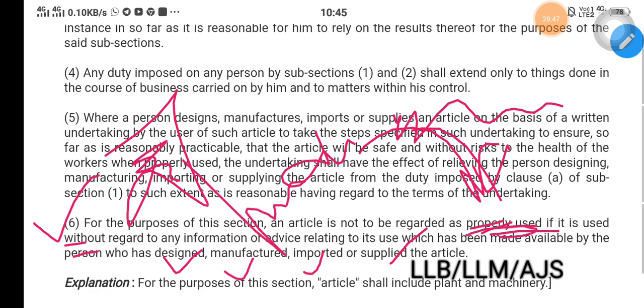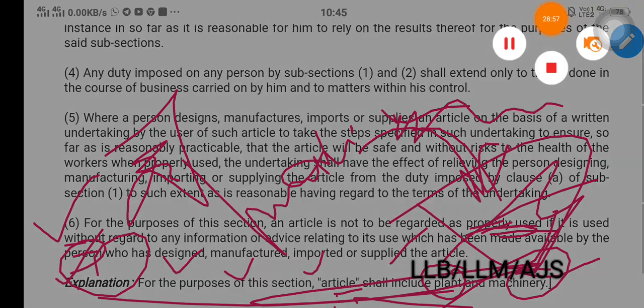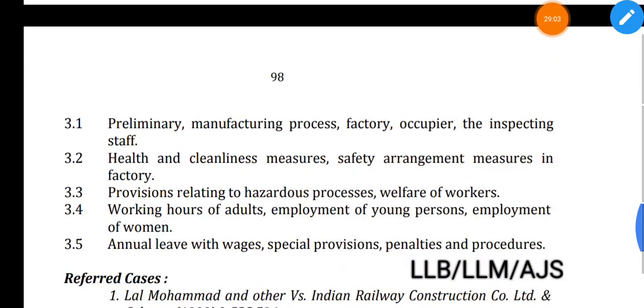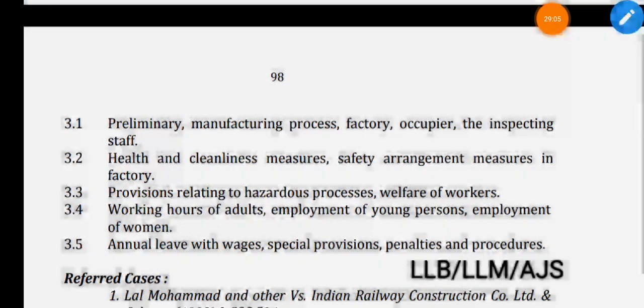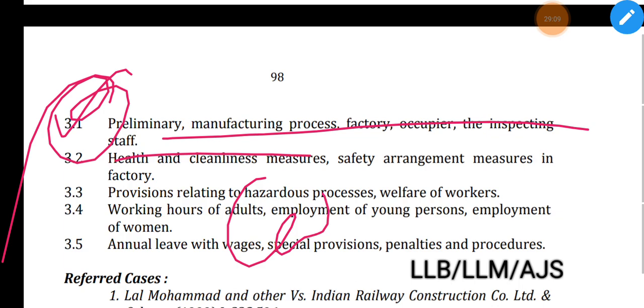Then the explanation. For the purpose of this section, articles will include plant and machinery as well. Article includes plant and machinery. It's very important, the last one is important. You can give reference of this in the exam. So we have dealt with 3.1 except case laws. Then comes case law.